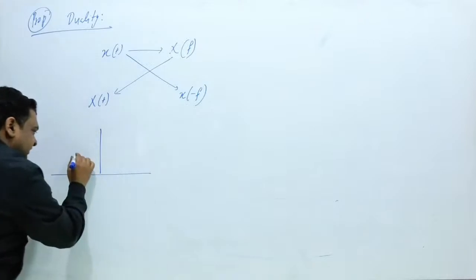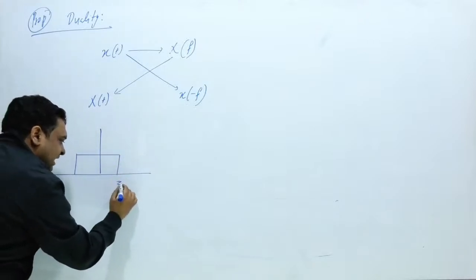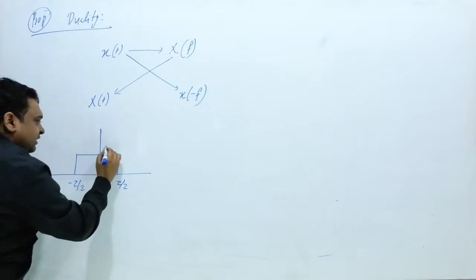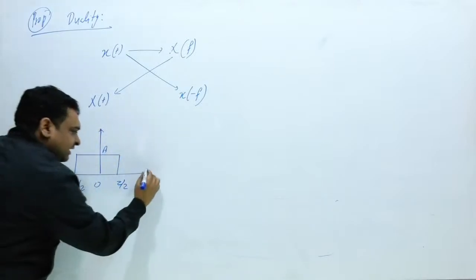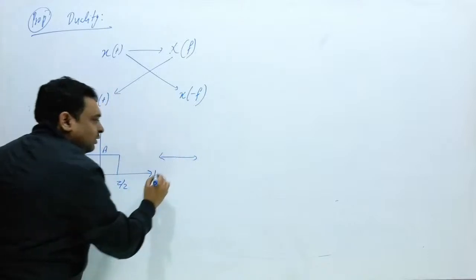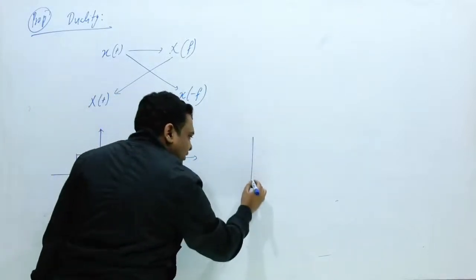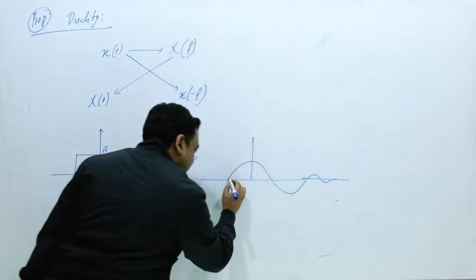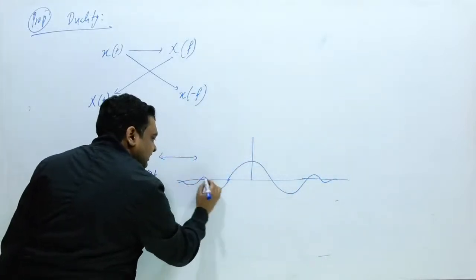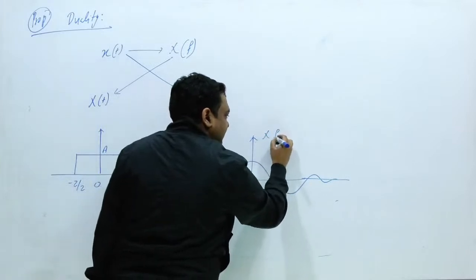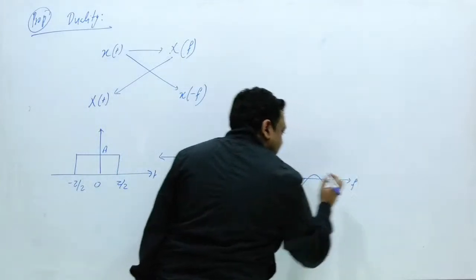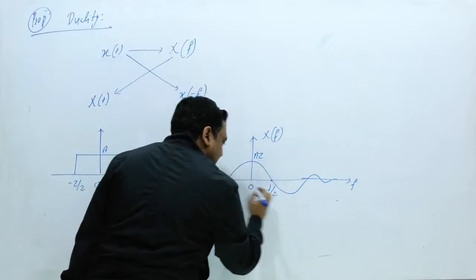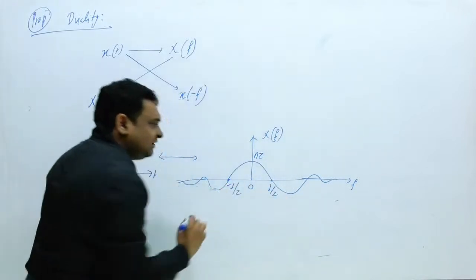Suppose this signal is given: this is tau by 2, this is minus tau by 2, this is 0, and this is A. Clear this thing? And this Fourier transform you already know. What is this Fourier transform? It is nothing but a sinc signal in this way. This is X(f), and this is f. What is this value? This value is A tau. This is 0. This value is 1 by tau, and this value is minus 1 by tau.